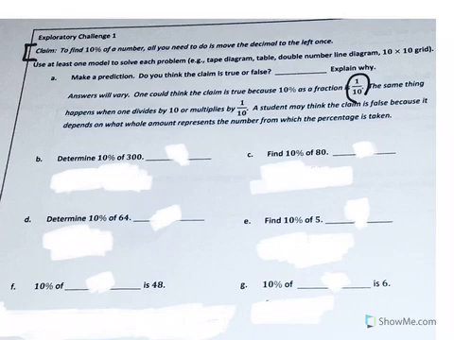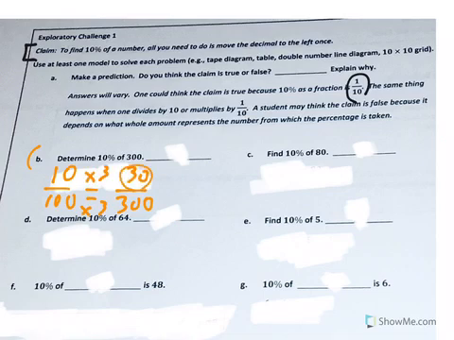10% of 300. Of course, we can look at that as 10 out of 100 is equivalent to something out of 300. This would be times 3. This would be times 3. That would give us 30 out of 300. 10% of 300 is 30. Well, in this case, we did move the decimal one to the left, right? So let's see if that continues to hold true.